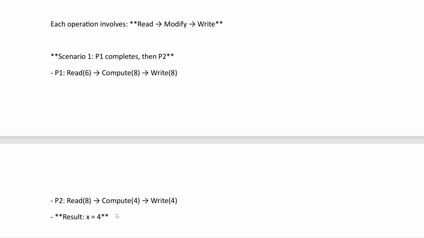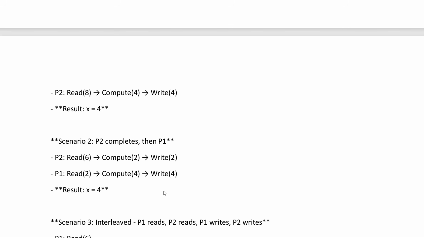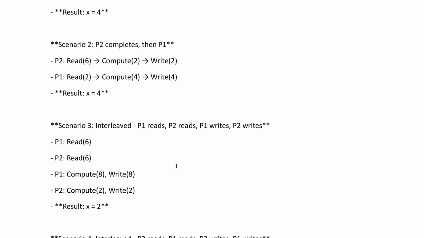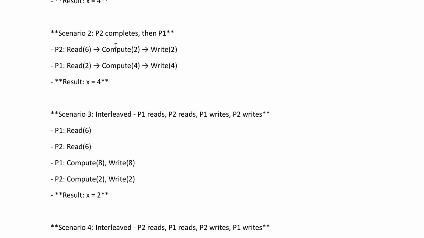So we have to compute all the possible scenarios. So the first scenario gives the value of x as 4. Now scenario 2, what can happen in scenario 2? In scenario 2, first P2 can complete, then P1.